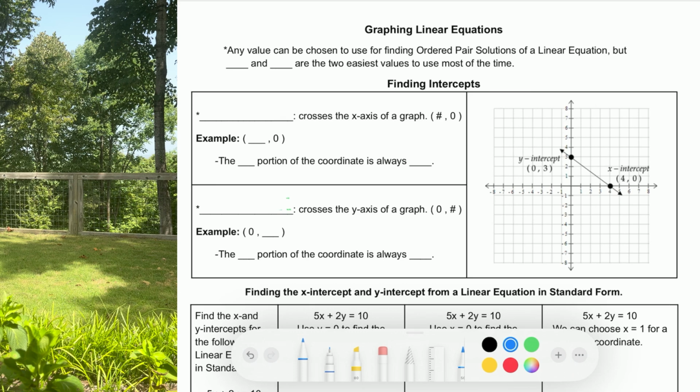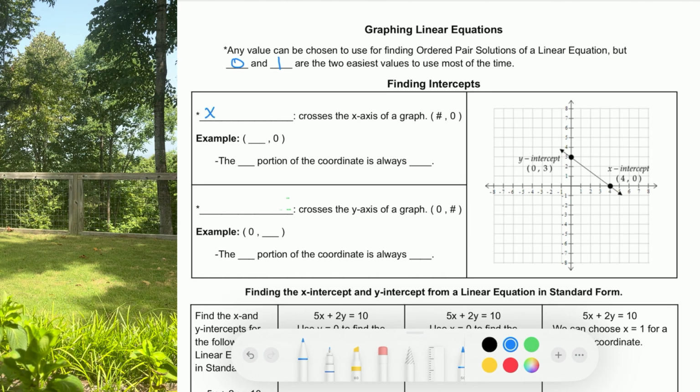Graphing linear equations. Any value can be chosen to use for finding ordered pair solutions of a linear equation, but 0 and 1 are the two easiest values to use most of the time. They're going to be the simplest.